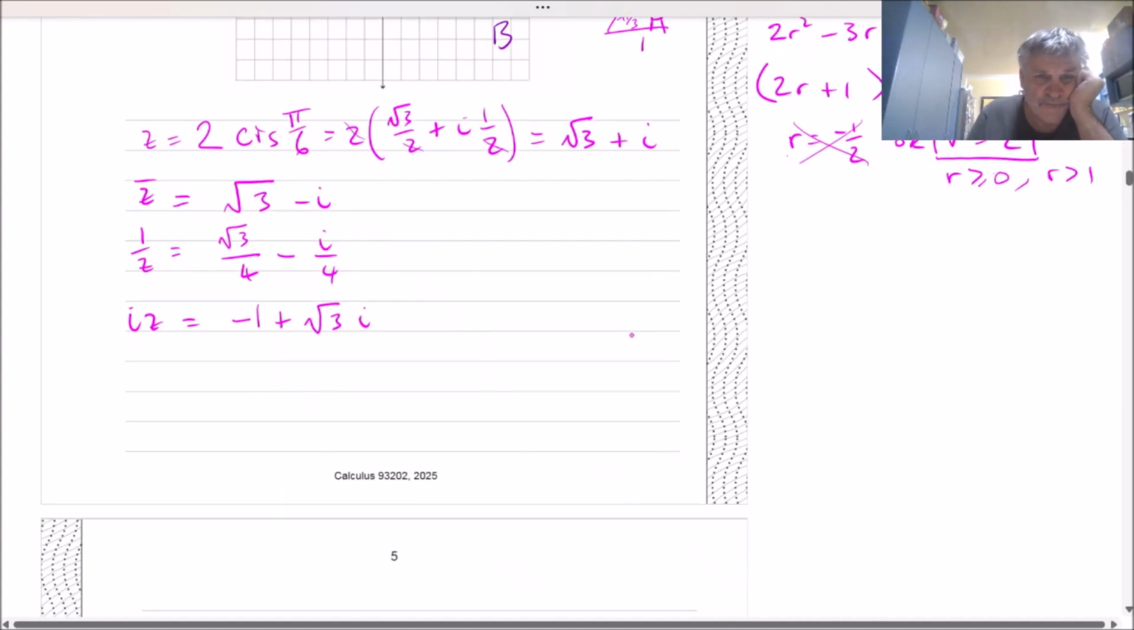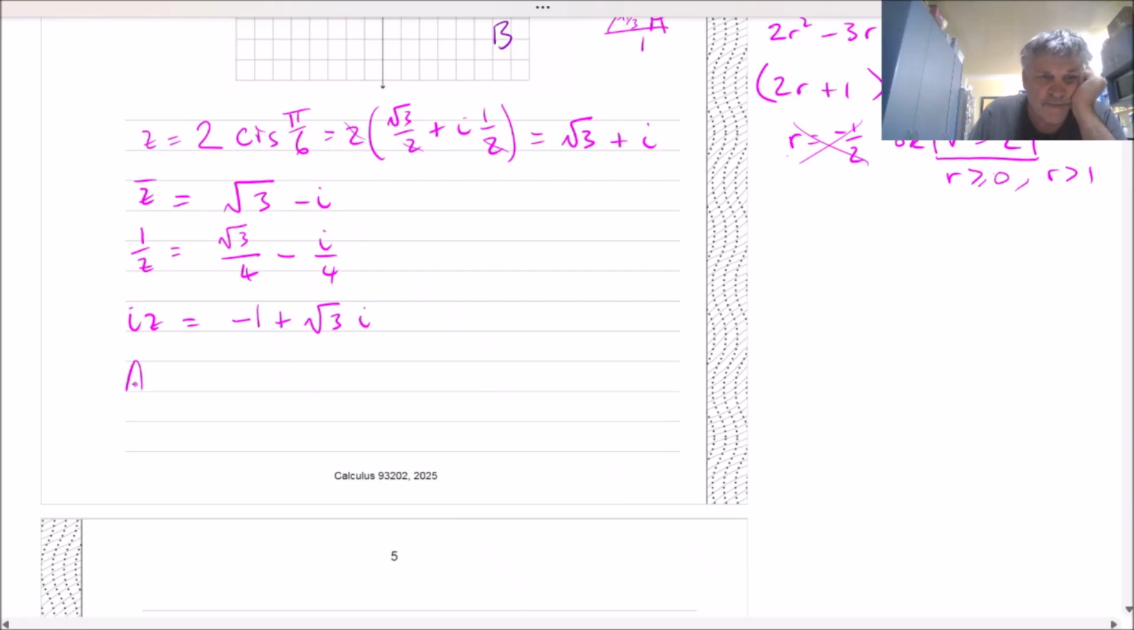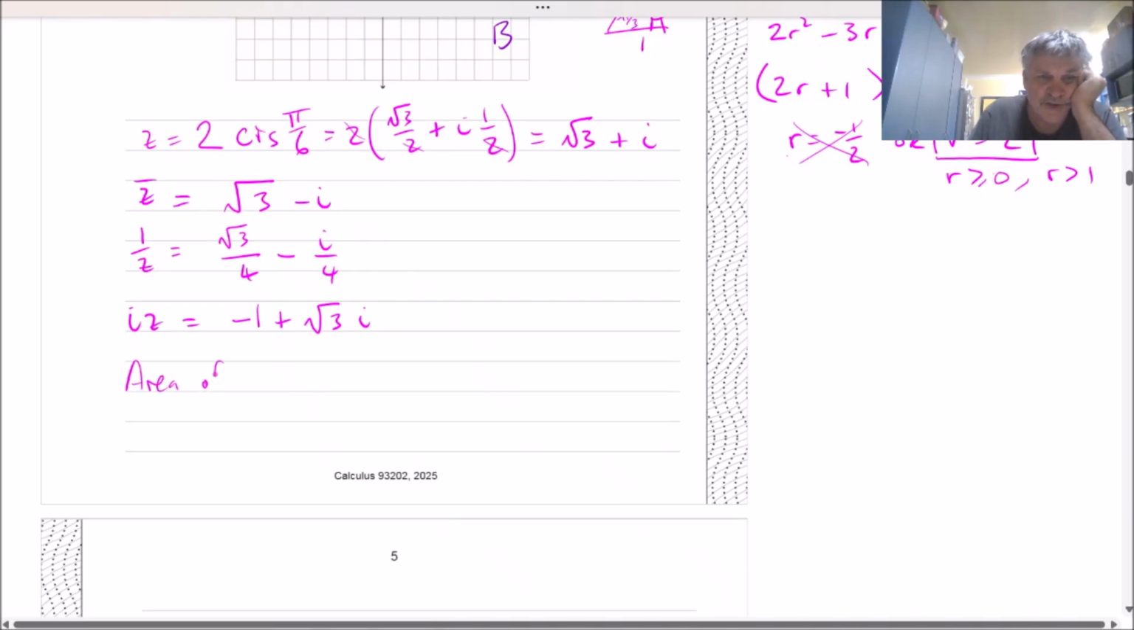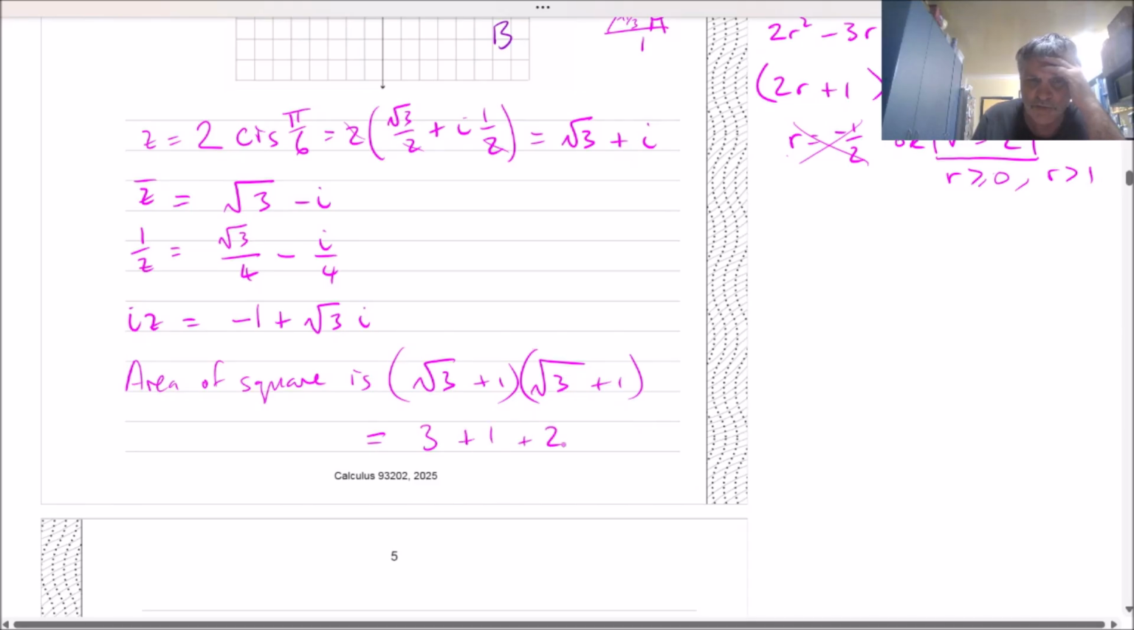So the area of the square is root 3 plus 1 multiplied by root 3 plus 1, and that will give us root 3 times root 3 is 3, plus 2 root 3, and plus 1, so 1 plus 1 plus 2 root 3. So that's 4 plus 2 root 3.